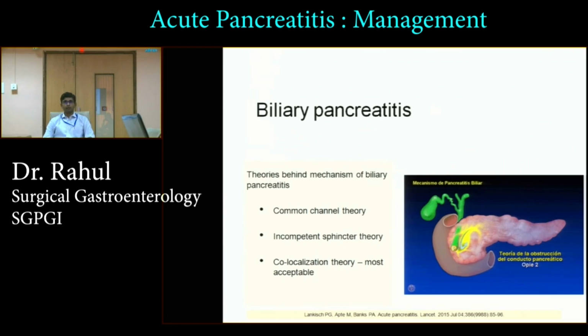But the most accepted theory is the co-localization theory. That is, because of ductal hypertension the glands rupture, and there is co-localization of the lysosomal enzymes and the pancreatic enzymes, which get activated inside the gland and can cause biliary pancreatitis. So the co-localization theory is the most commonly accepted theory as a causative mechanism for biliary pancreatitis.